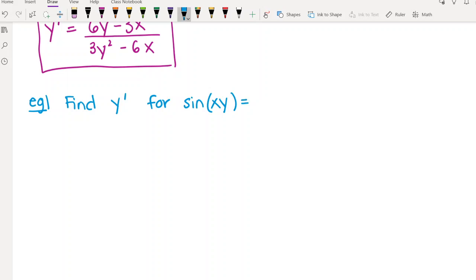Okay, so we have sine of x times y is equal to e to the y plus x. So let's find y prime. We're going to take the derivative with respect to x of both sides.